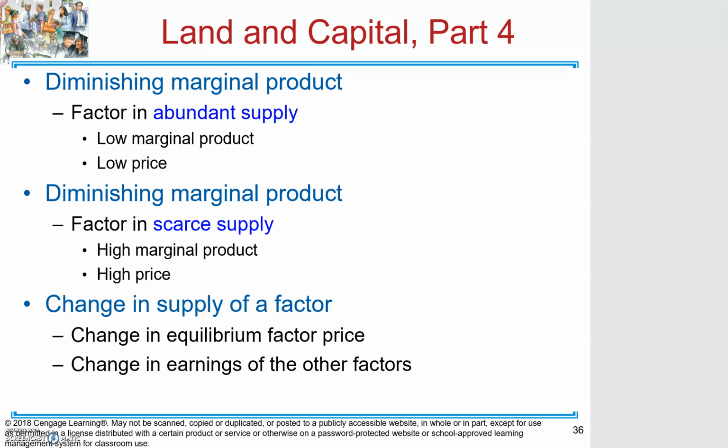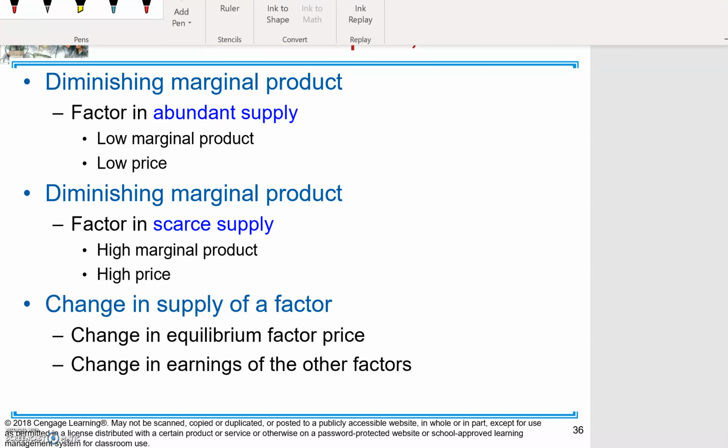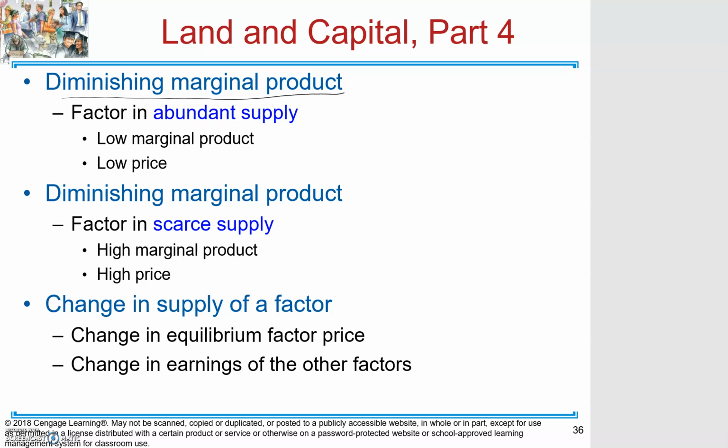Okay, we go to the diminishing marginal product. Mula-mula kita discuss tentang labor je. Now we discuss in terms of land and also capital. So meaning here, this refers to the factor in abundant supply. Abundant tu maksudnya berlebihan lah. So kalau berlebihan maksudnya dia akan decrease the marginal product and harga dia akan jadi rendah lah. Harga dekat sini refer to the rental price ya.